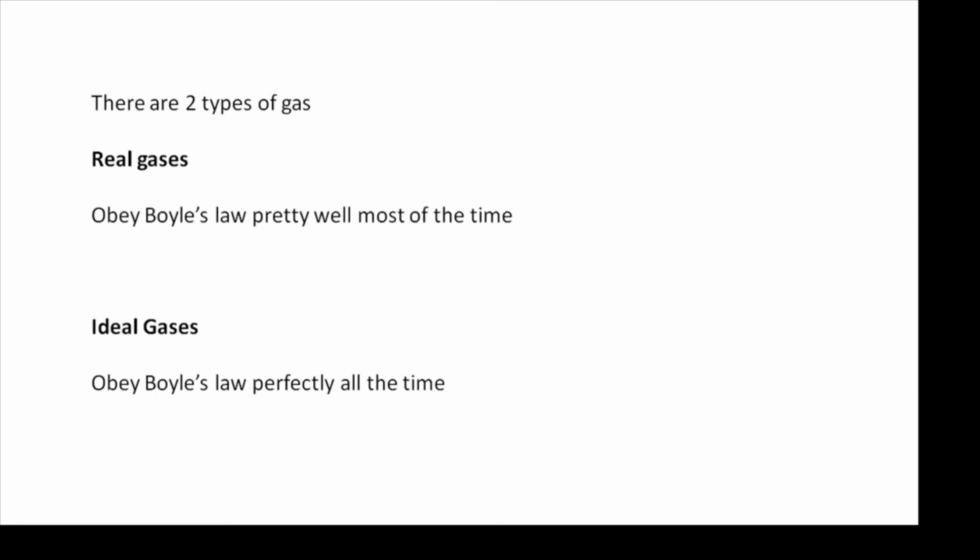There is another type of gas called an ideal gas. And ideal gases don't actually exist. An ideal gas is a gas that obeys Boyle's law perfectly all of the time. Under all conditions, an ideal gas obeys Boyle's law. That is the definition of an ideal gas.